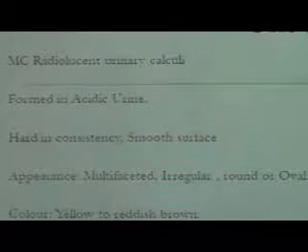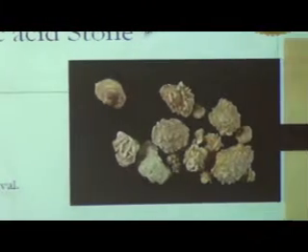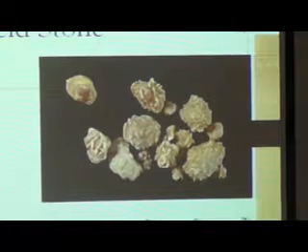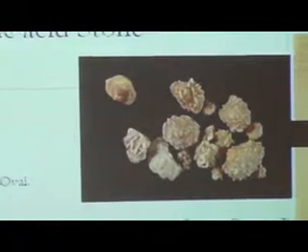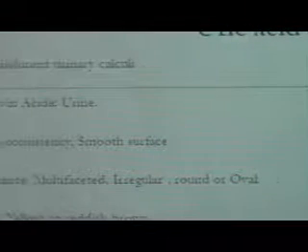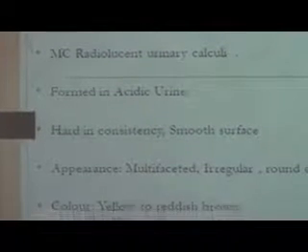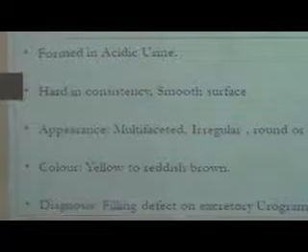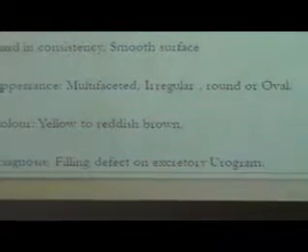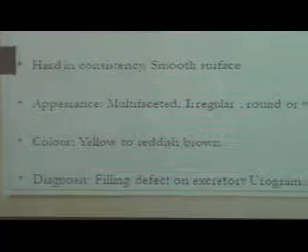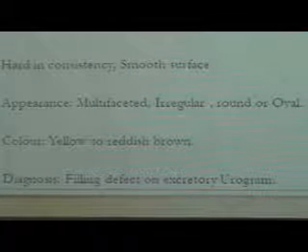Next is uric acid stone. The most important point about the uric acid stone is that this is the most common radiolucent stone, found in acidic urine. Its consistency is hard and the surface is smooth, and it appears as a multifaceted, irregular, oval or round stone. Okay, and the color is yellow to reddish brown, and this stone is radiolucent, so it is easily detected on excretory urogram as a filling defect.